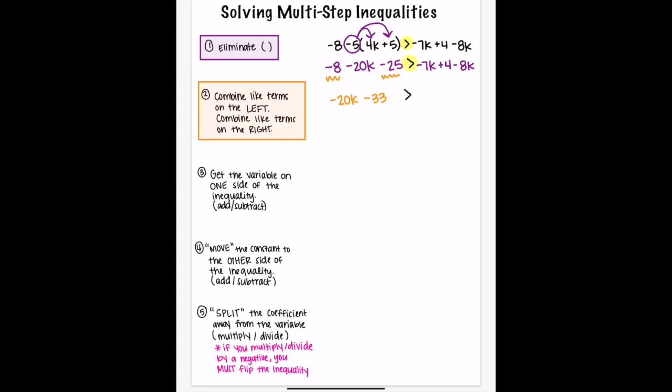Bring down the inequality. Now we can combine like terms on the right side. Notice this time we have two terms with the variable k. So -7 minus 8 is -15k, and bring down the +4. Again, always want to keep in mind where your inequality is.